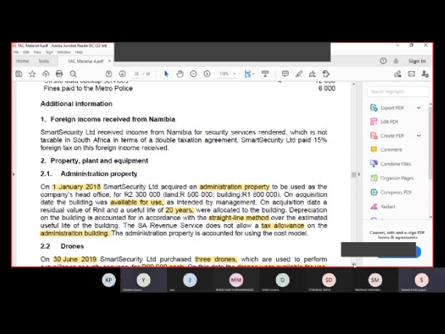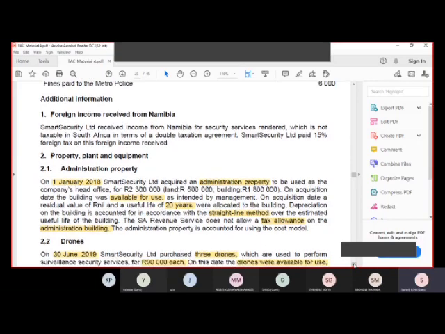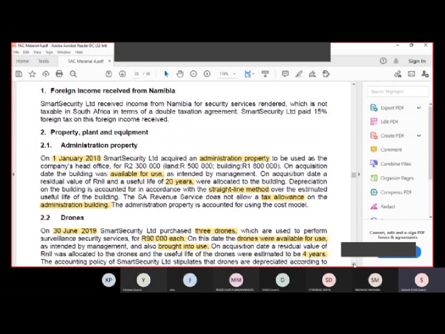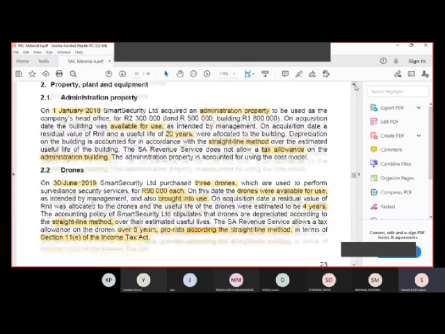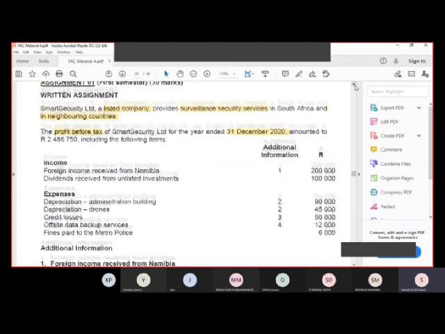Okay, where was I? SA Revenue Service does not allow a tax allowance on the administration building. The administration property is accounted for using the cost model. A cost model is cost minus accumulated depreciation and impairment. Also, what is our year end, guys? I forgot to mention our year end there on top, because when you read the question, you must always expect things. Our year end is 31 December.